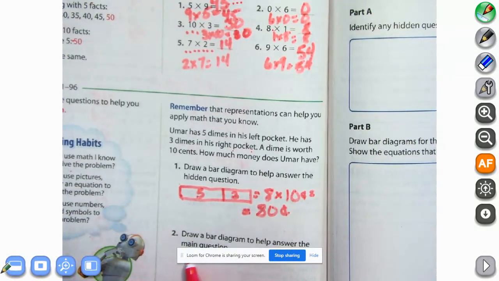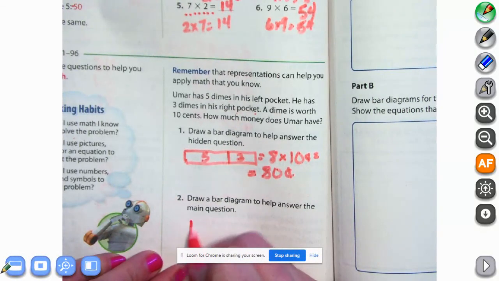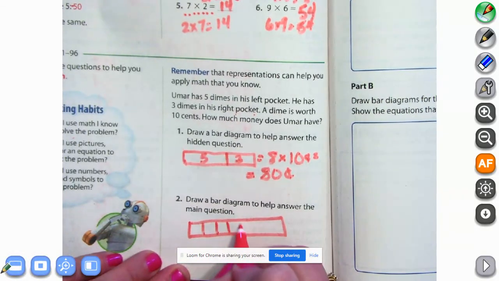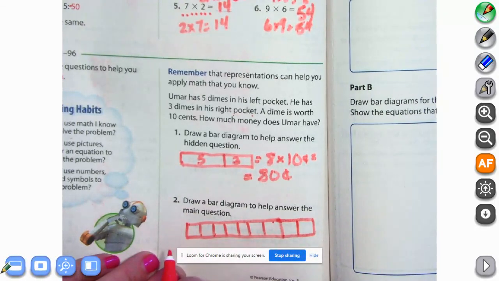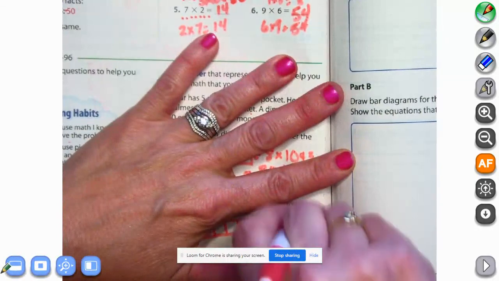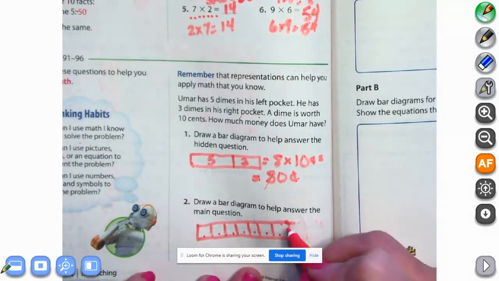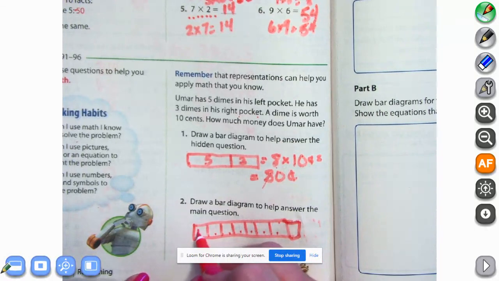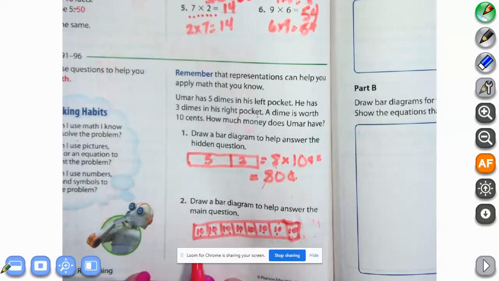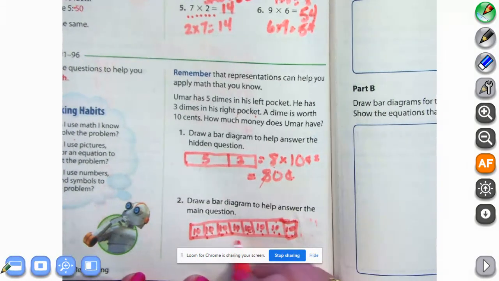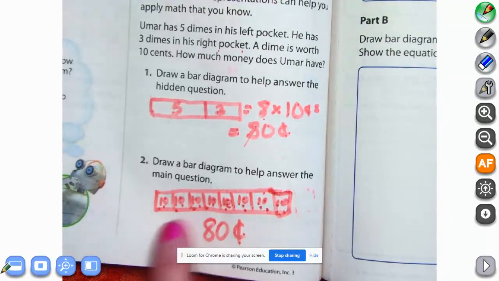Draw a bar diagram to help answer the main question. Okay, the main question was, how much money does Umar have? Oh, I did that wrong, guys. Take away that one right there. And we needed 8, not 10. Okay, we have 1, 2, 3, 4, 5, 6, 7, 8, because there's 8 coins, and each one is worth 10 cents. 10, 20, 30, 40, 50, 60, 70, 80. 80 cents. Let me bring the camera down so you can see. So there's 10 cents in each one.